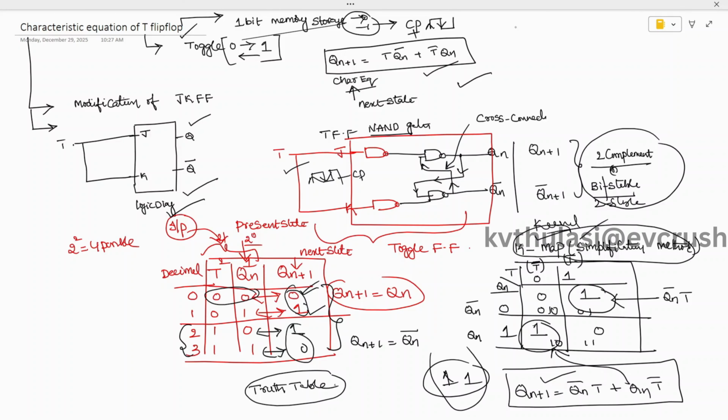This is all about the characteristic equation of a T flip flop, what is meant by a flip flop, and how it works. Thank you for your time.